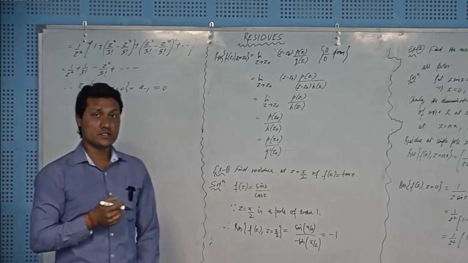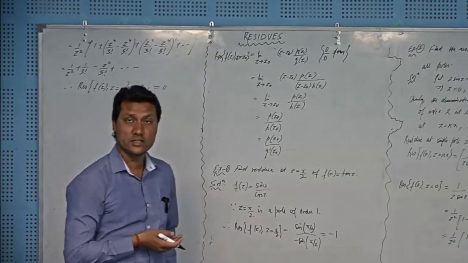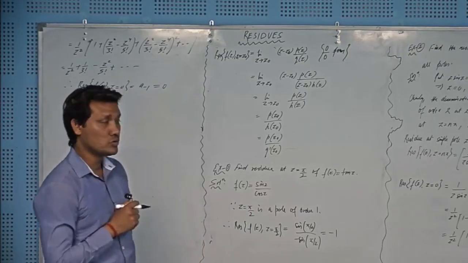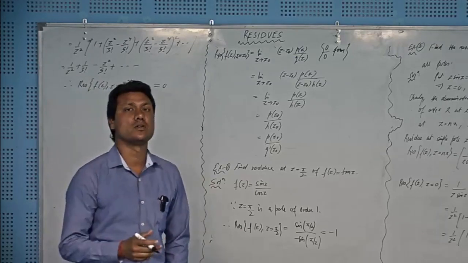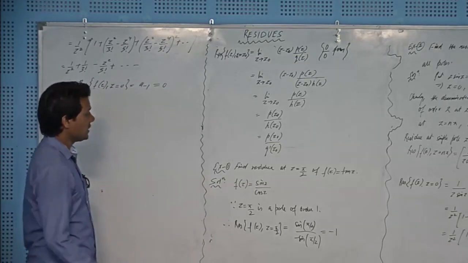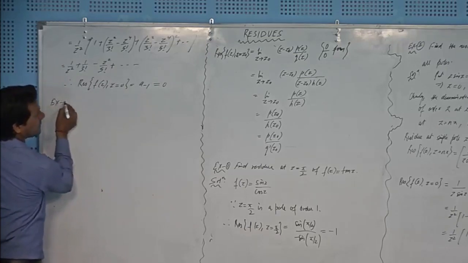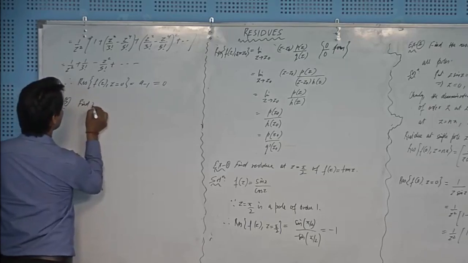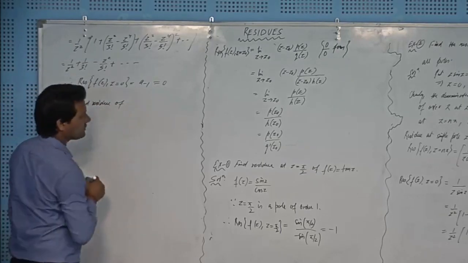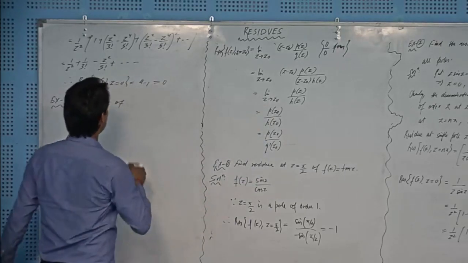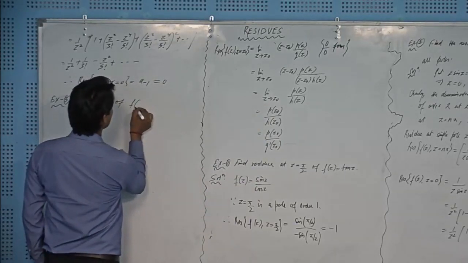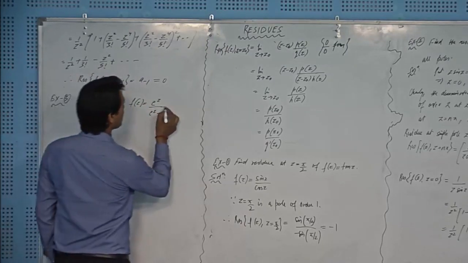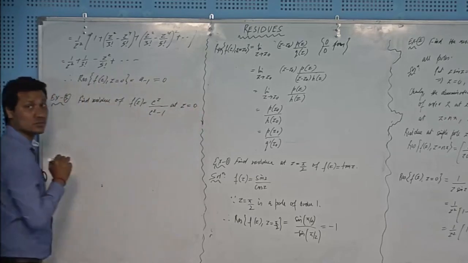So in this example, you can see that sometimes we can use that simple formula for a simple pole. And if you are not able to do that, you have to rely on the basic principle, and that is the Laurent series expansion, the original one. Now the last example, example number 3. Let me take: find the residue of f(z) equal to e to the power z over e to the power z minus 1, at z equal to 0, right. I have given the pole.